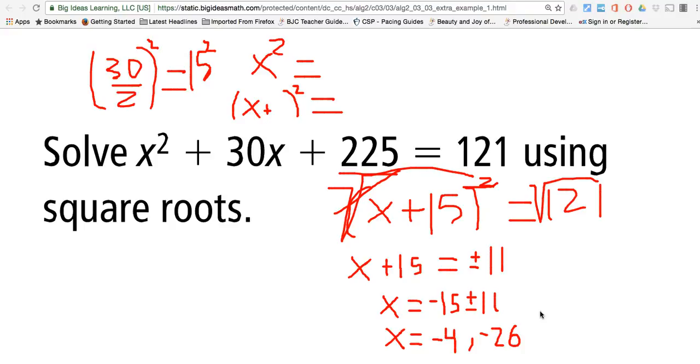Now again, what I want to stress is you cannot solve by using the square root unless you either have your variable alone inside a square, or you have a perfect square binomial. So x plus or x minus some constant in parentheses, and that whole thing is being squared.